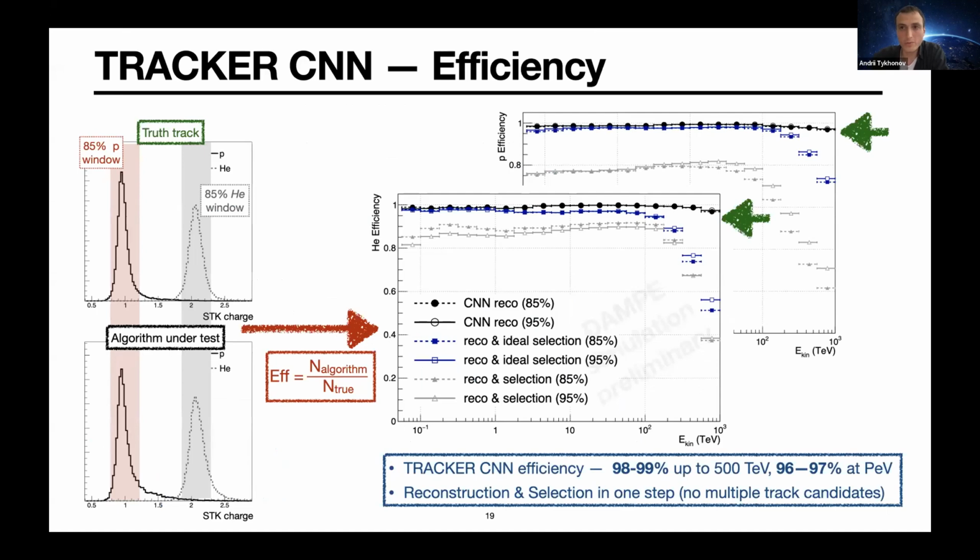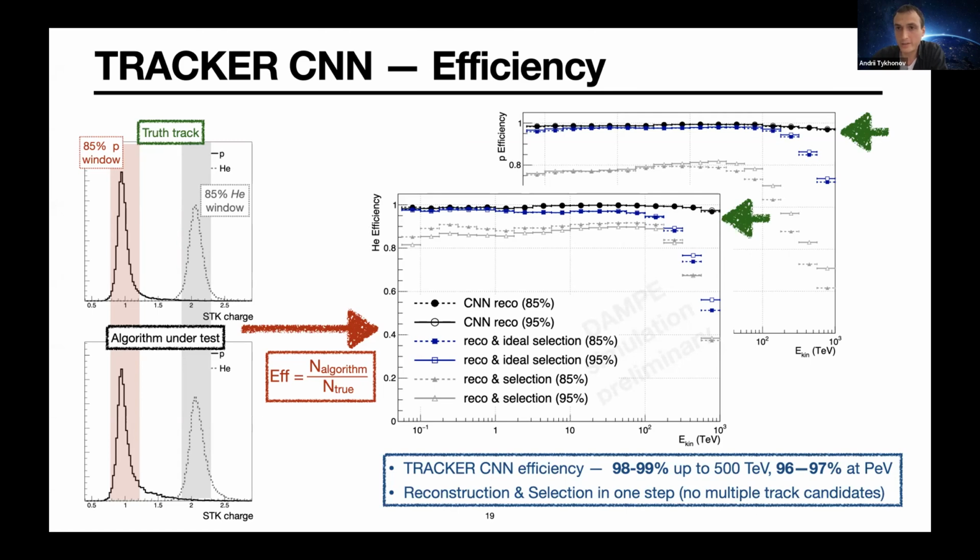To quantify the performance of our tracking algorithm, we calculate efficiencies. We do it as follows. So we take proton and helium Monte Carlo. We take the truth particle direction and calculate the absolute particle charge in the tracker, given the truth direction, in a certain window. And then we take the same window and calculate how many events we get if we use the reconstructed track instead of the truth one. And then we can take a ratio of the 2 numbers, and this will give us this efficiency. So on these graphs, you see a comparison of 3 algorithms.